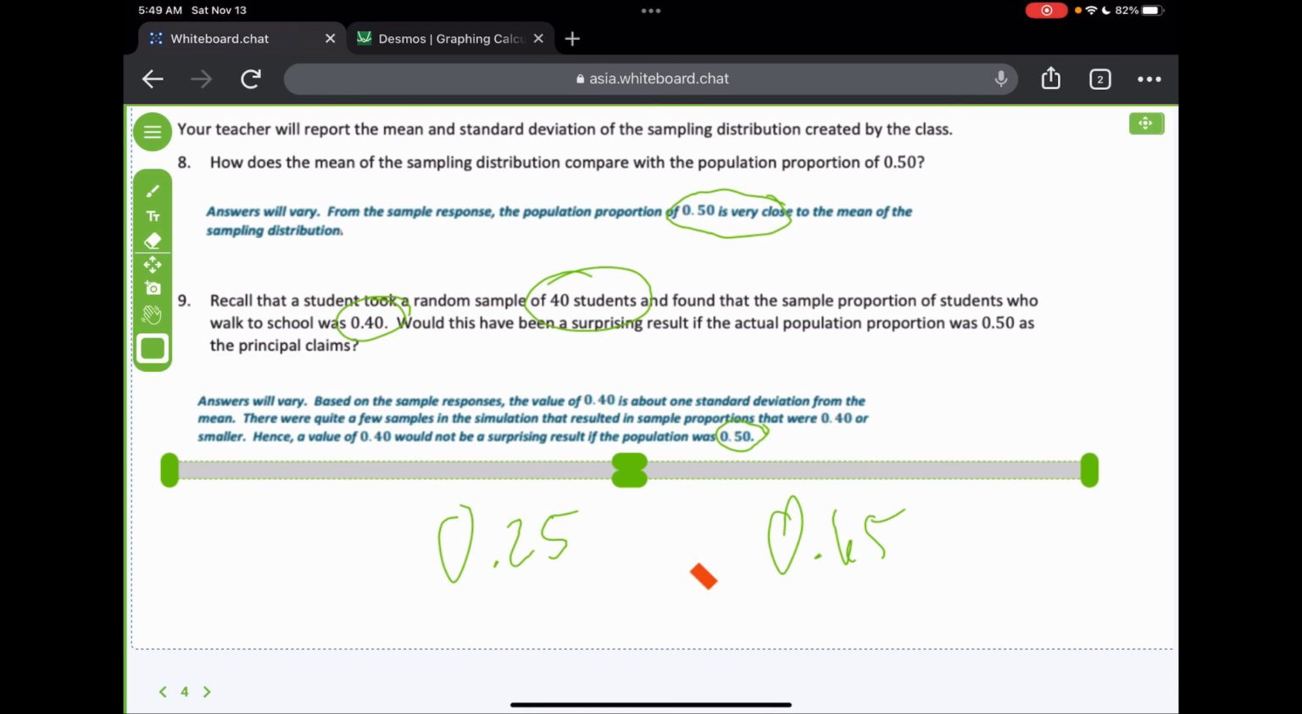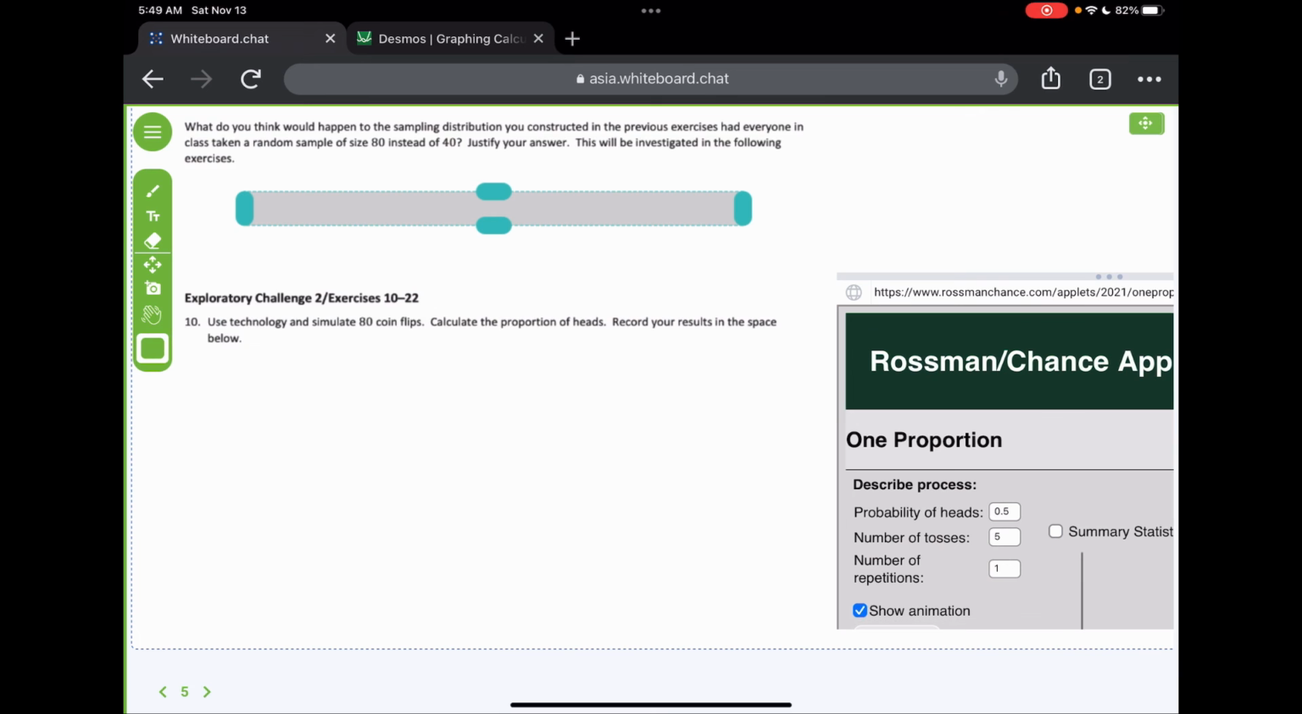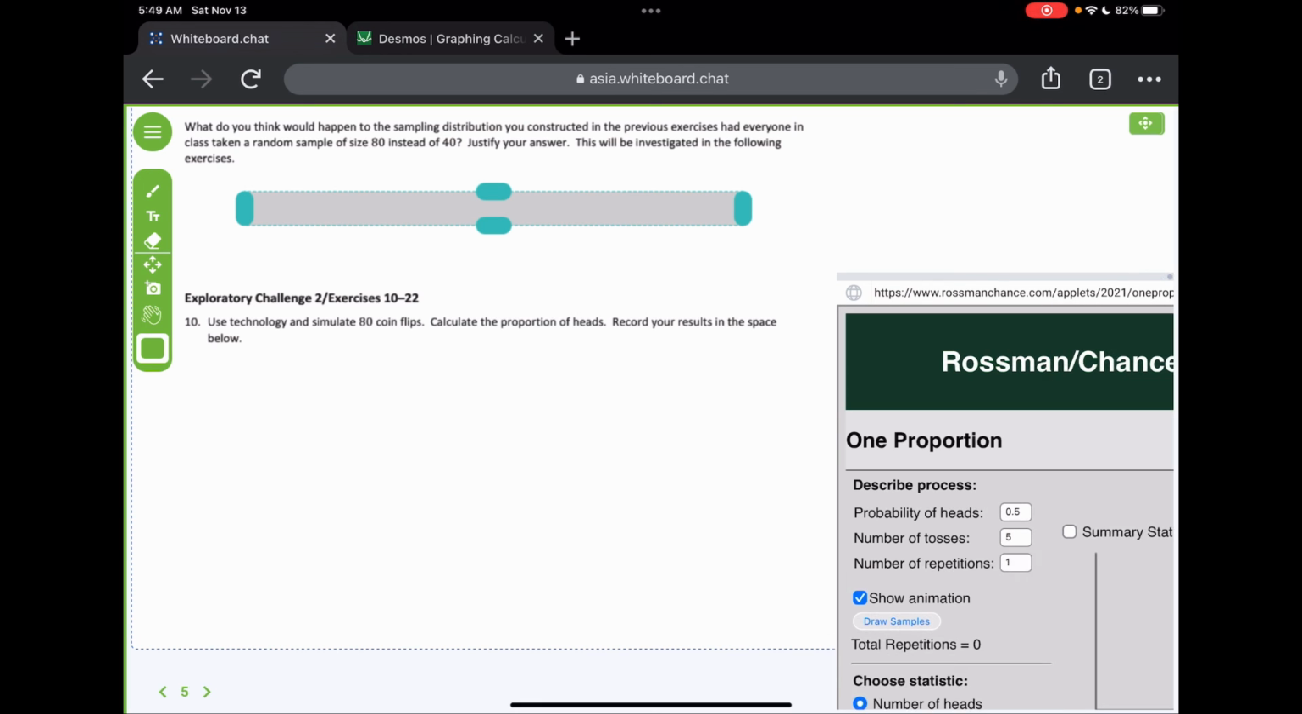Okay. So let's go to page 5. What do you think would happen if the sample distribution that you constructed in the previous exercise had everyone in the class taking a random sample size of 80 instead of 40? Justify your answer. This will be investigated in the following exercise. So, what do you think it would do for 80? Okay, you just need to think about that for a second.